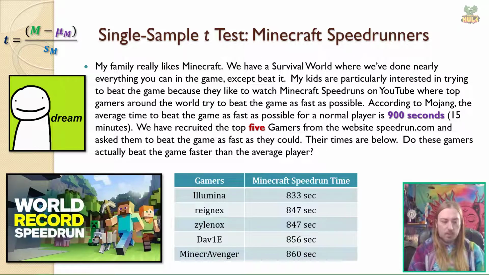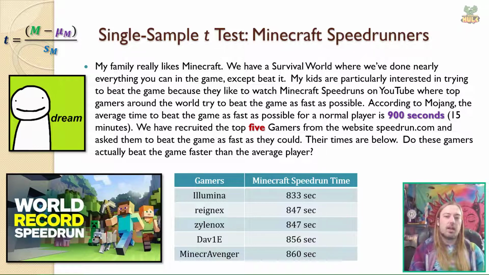So what we did, and some of these data are fictitious, okay? Mojang, the publisher, the creator of Minecraft, does not actually report what the average time is for a normal player to beat the game. I'm just putting in 900 seconds as an arbitrary value here, so don't read too much into the actual generalization of these data. So it says, according to Mojang, the average time to beat the game as fast as possible for a normal player is 900 seconds. All right, that's about 15 minutes. In fact, exactly 15 minutes.